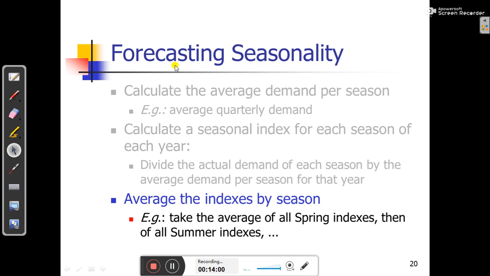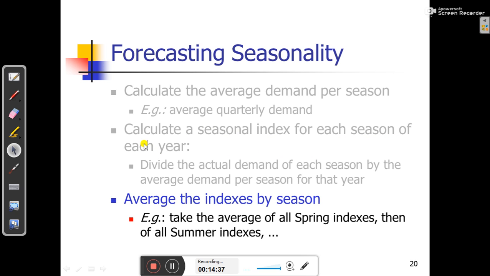So how can we go about forecasting the seasonality? First we need to calculate the average demand per season, or we can say average quarterly demand. Then calculate the seasonal index for each season of the year. There might be one for July to October, then November to December, and so on. So the seasonal index might be different for different parts of the year.